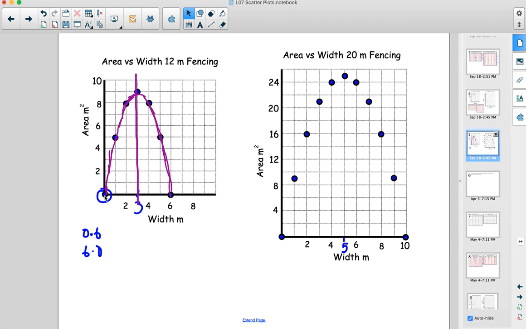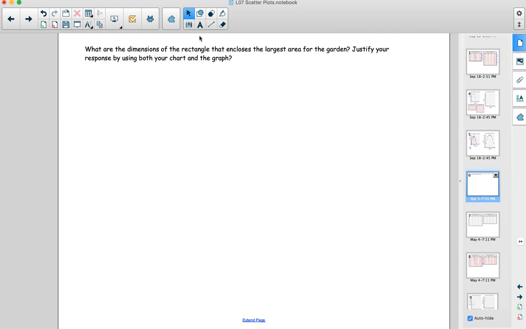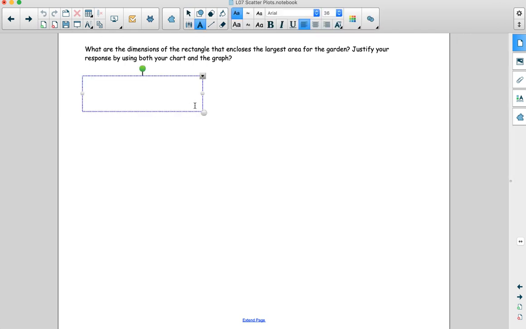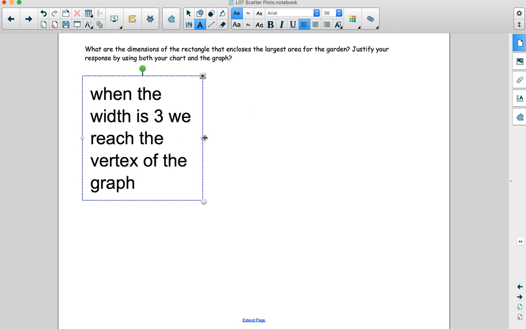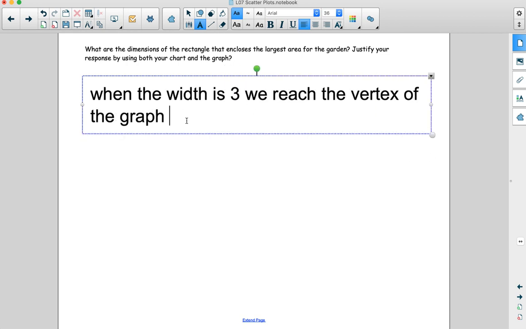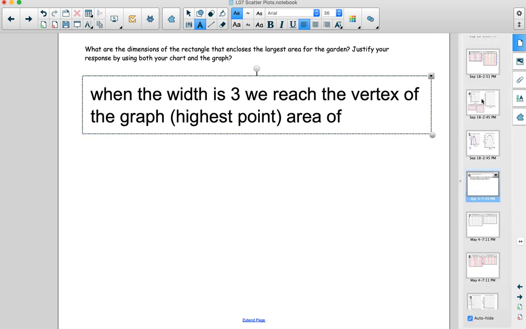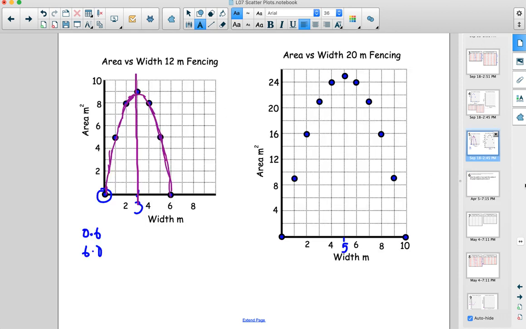So using the chart, we can see it would be the highest point on the chart. And that occurs when the width is 3. So yes, maybe I'm going to insert a text box. So when the width is 3, we reach the vertex of the graph. And I'll just put in brackets, that's the highest point in the area. Coming back over here just to remind you, the area there was 9.